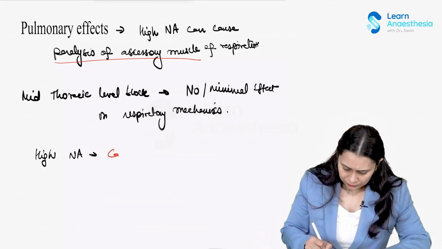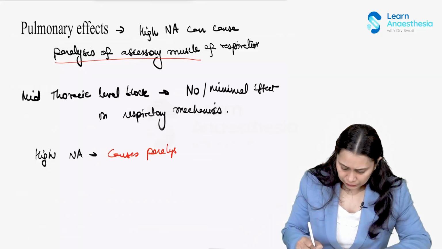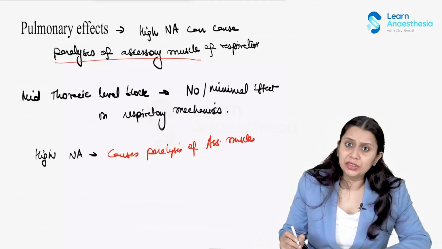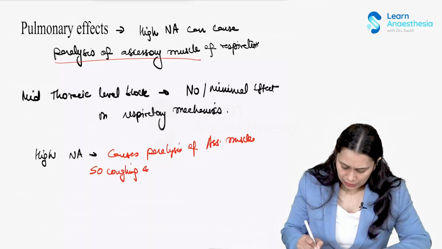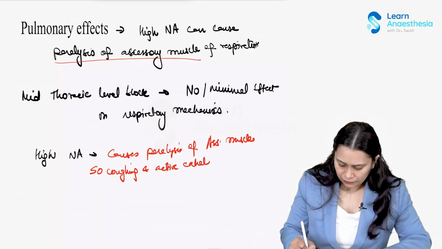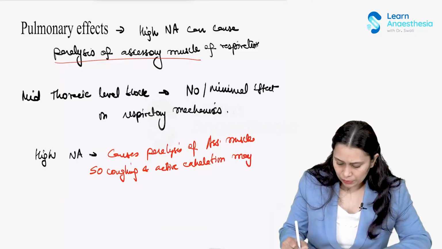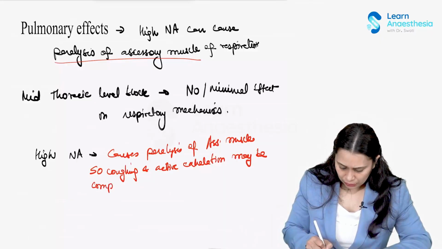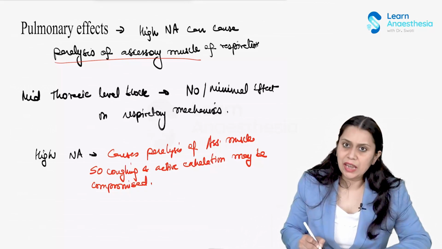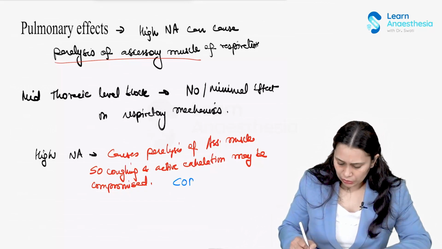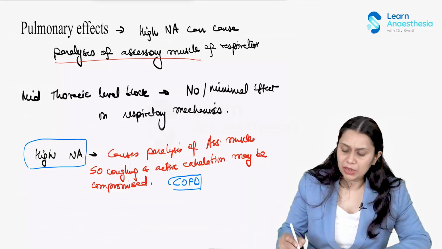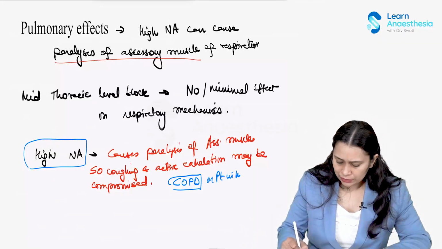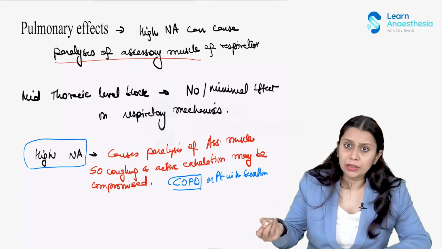Okay, so it causes paralysis of accessory muscles as discussed. So coughing and active exhalation is affected, and may be compromised. So you need to give the neuraxial carefully in a COPD patient. Avoid high neuraxial anesthesia in a COPD patient or a patient with secretions, right, which they have to clear with coughing.